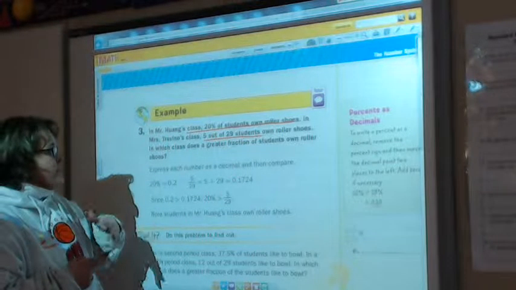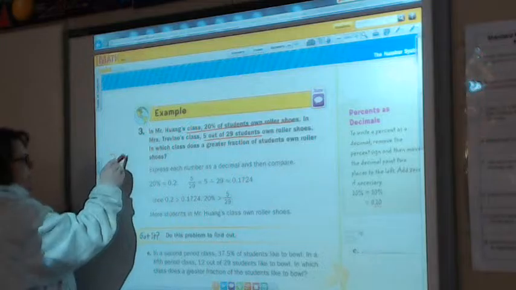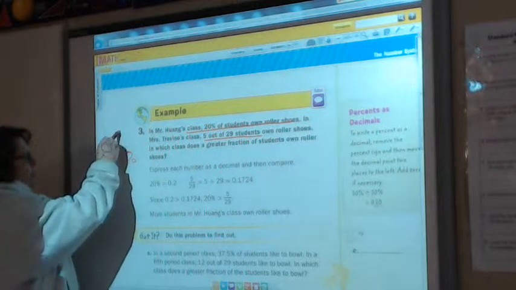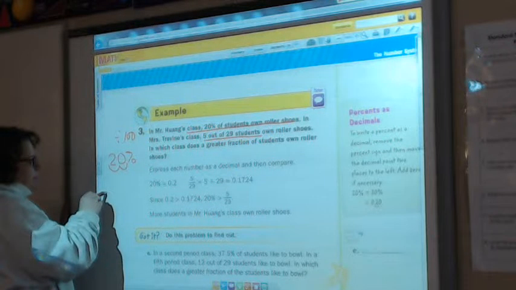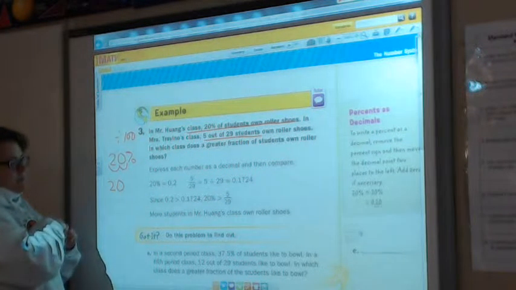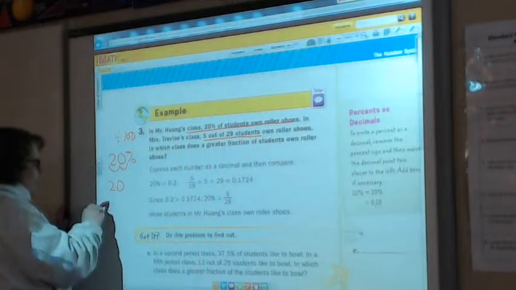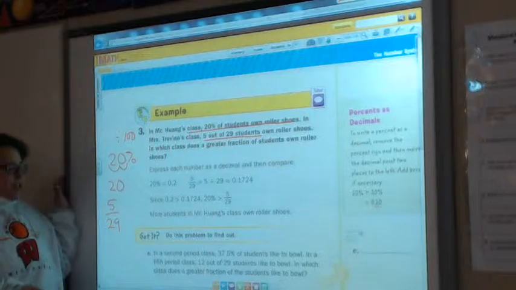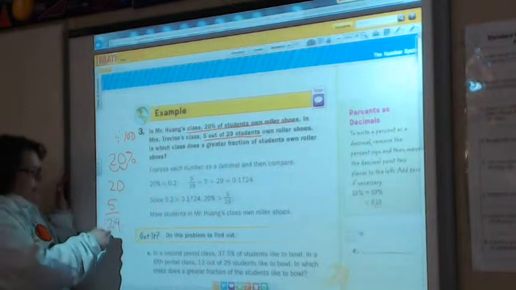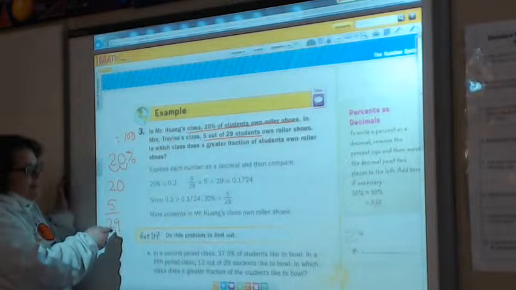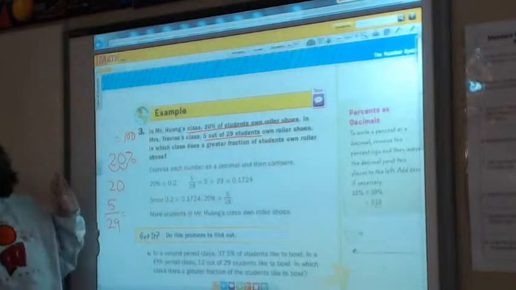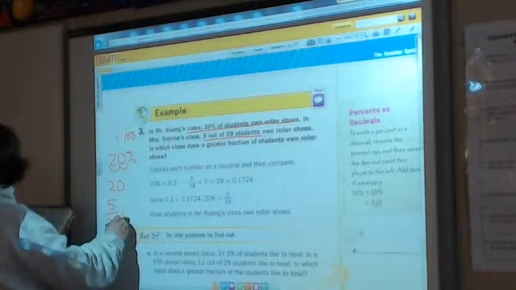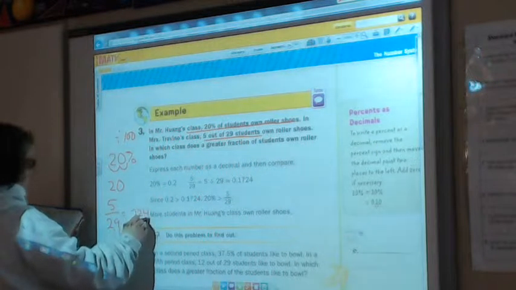So 20%, anytime you have a percent, you know that all you do is move your decimal 2 spots to the left or divide by 100. So 20% is 0.20. 5 over 29 is a ratio, so you're just going to divide 5 by 29. If you divide 5 by 29, you're going to get a very lengthy decimal. And I divided it out, and I came up with 0.72414.